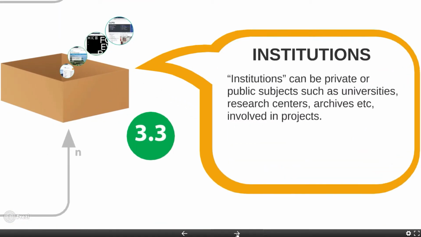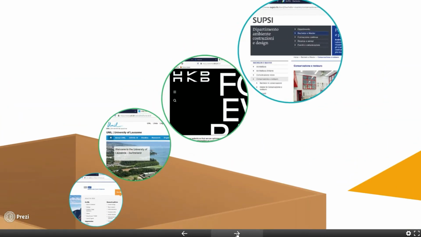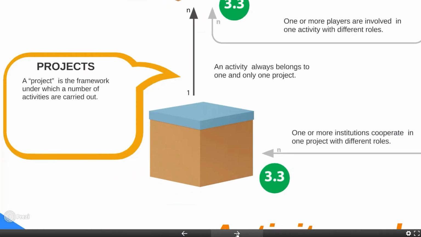The database collects information about the institutions involved in the process. Institutions can be universities, public agencies, research institutes, and any other subject working on heritage. One or more institutions can cooperate in one or more projects with different roles. A project is the framework under which several activities are carried out. The Saint-Luc project itself is the first project adopting this system, and we hope there will be more in the future.